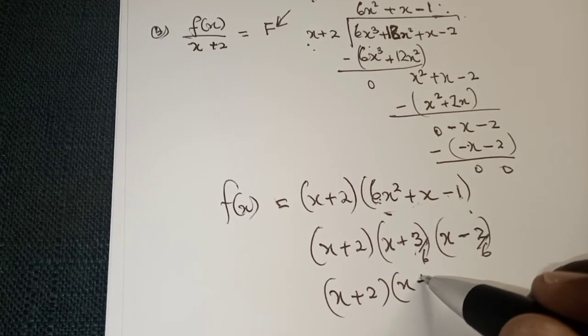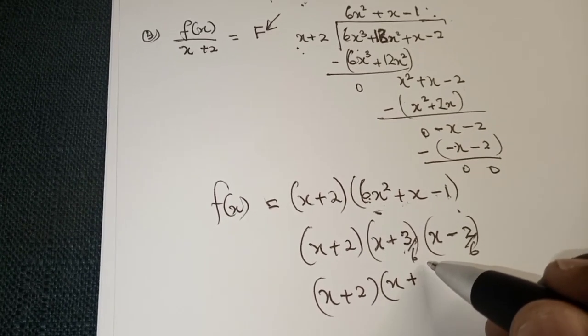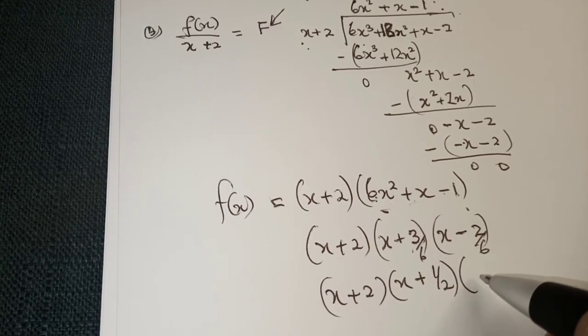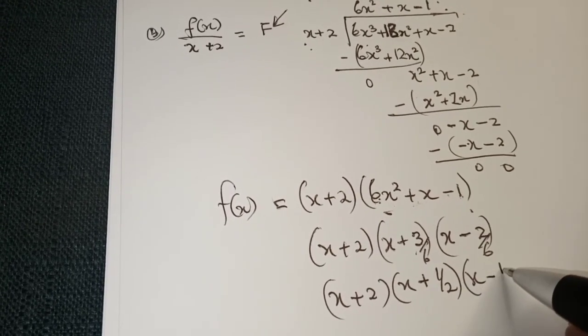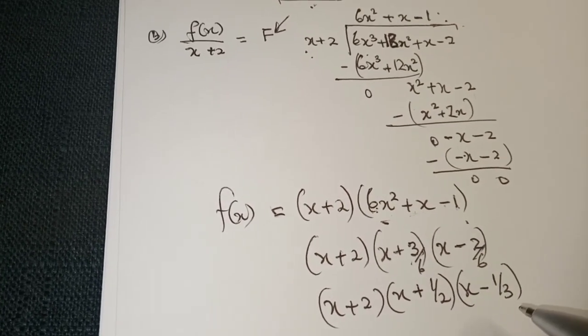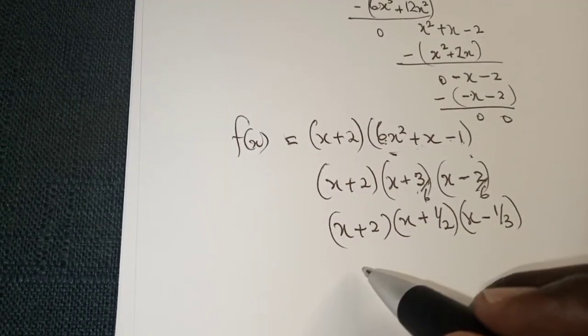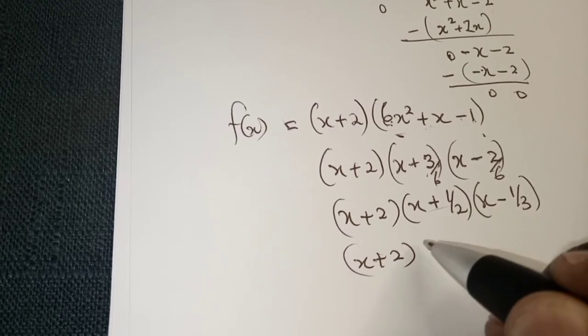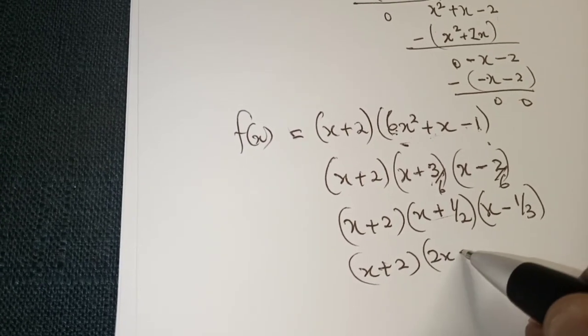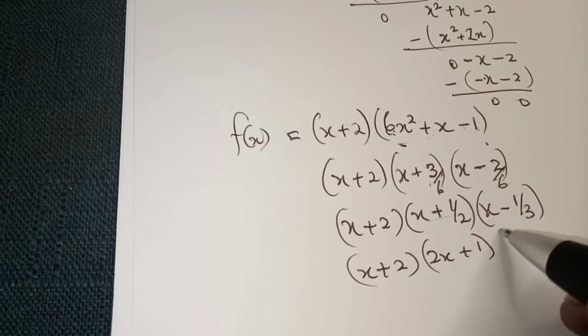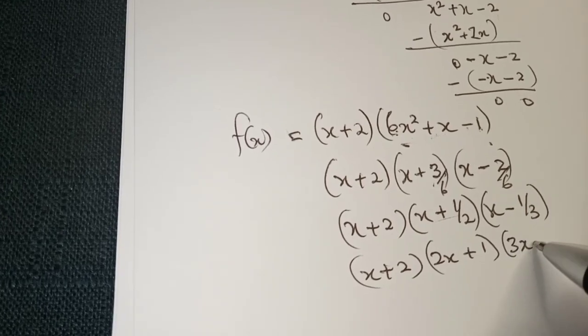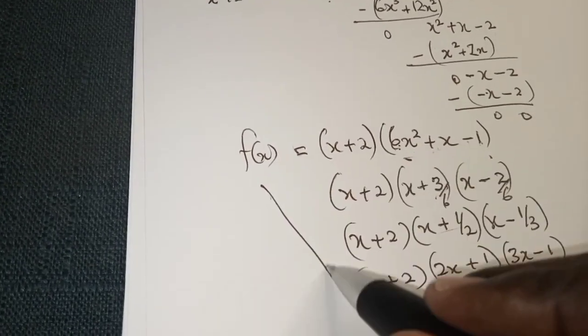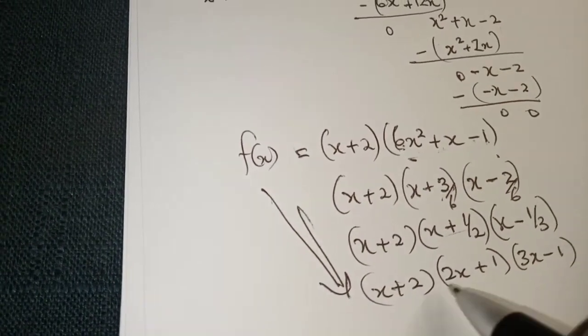x plus 1 on 2, then x minus 1 on 3. We may rewrite this as x plus 2, multiply this by 2. So you have 2x plus 1 here by 3, so you have 3x minus 1. So this is the simplest form. So you have this.